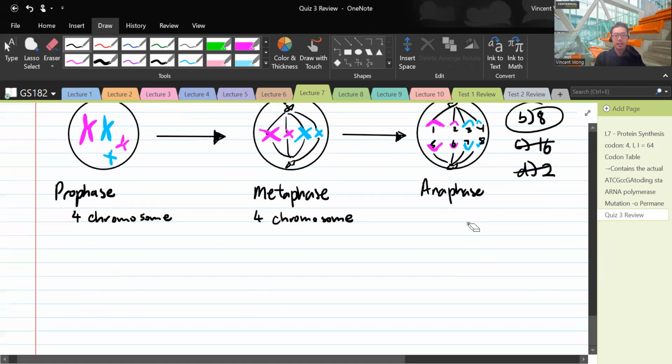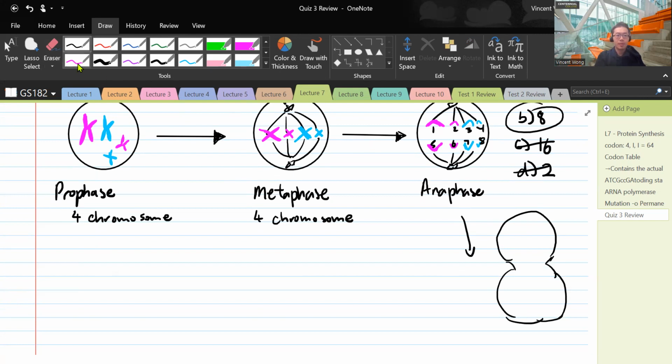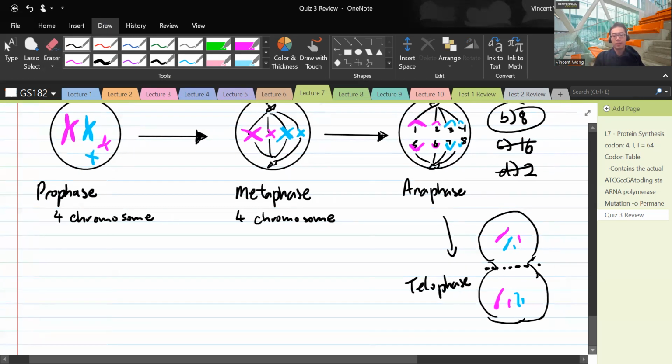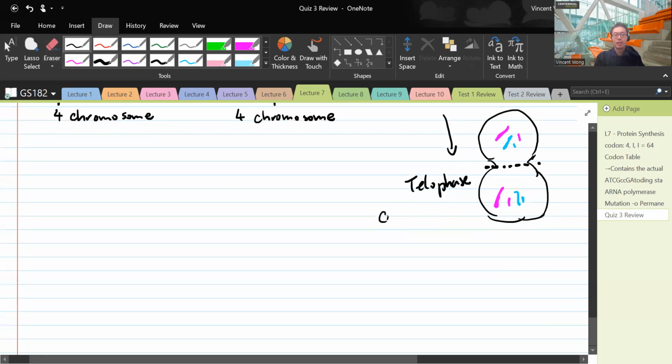Please remember that. And then finally, telophase, you're gonna have the little snowman. And then the chromosomes will be at the individual cells. So this is gonna divide soon. And the telophase, and the division of the cytoplasm, is called cytokinesis. All right, everything is in your notes.